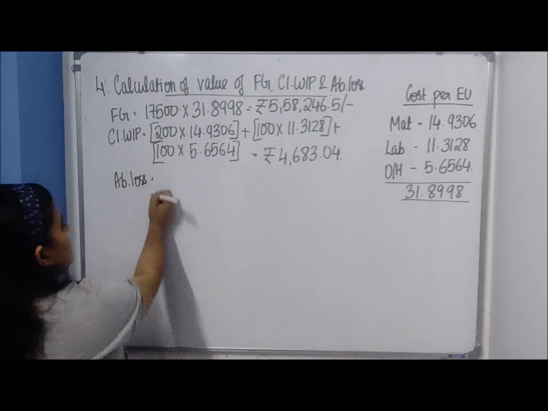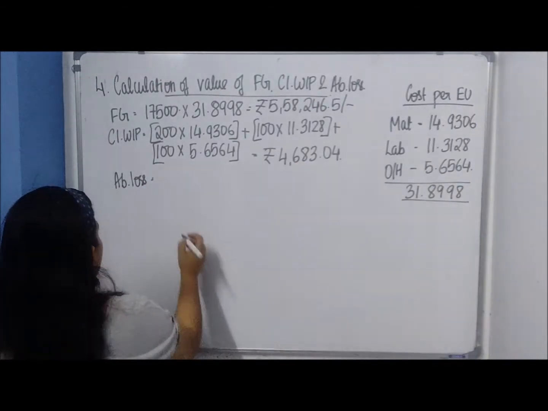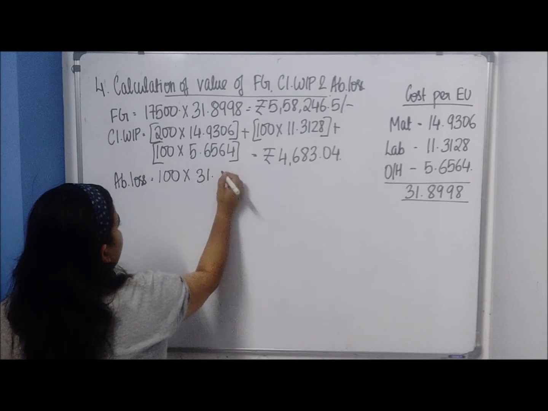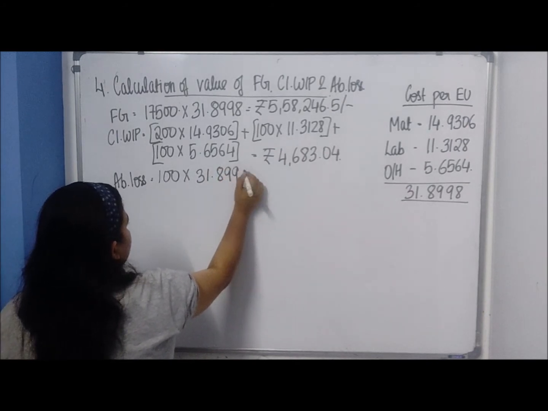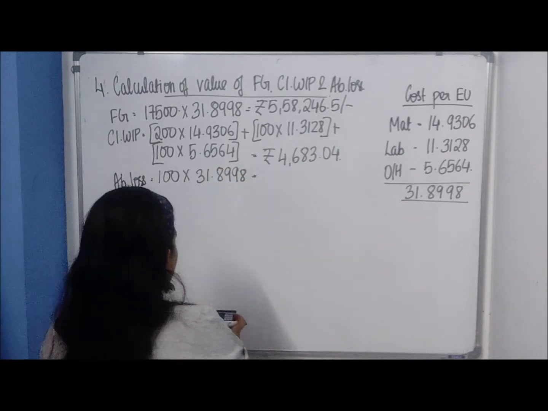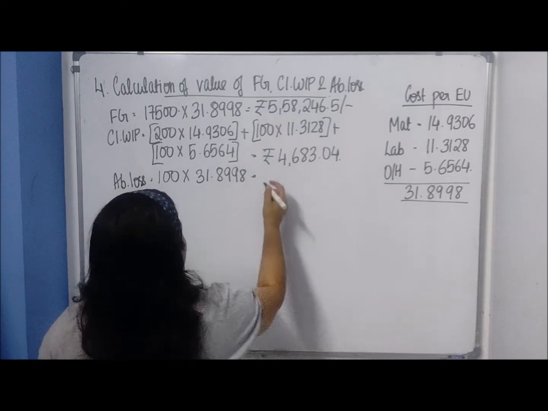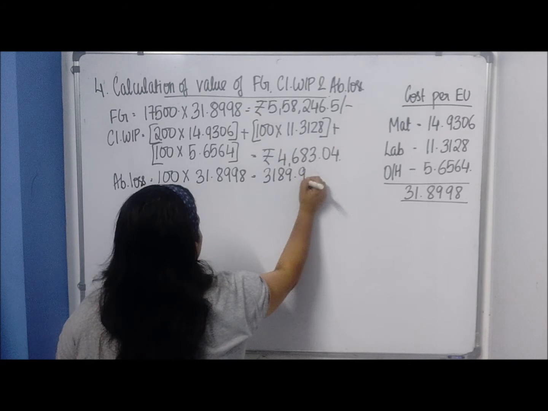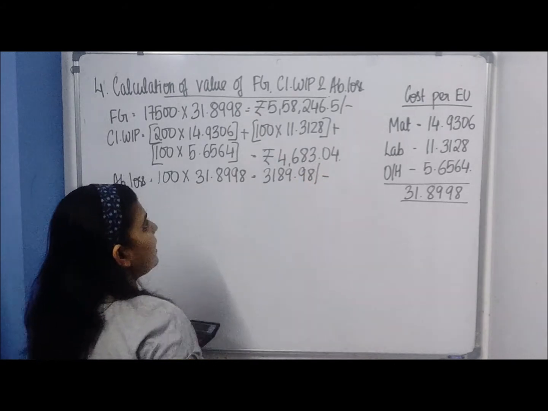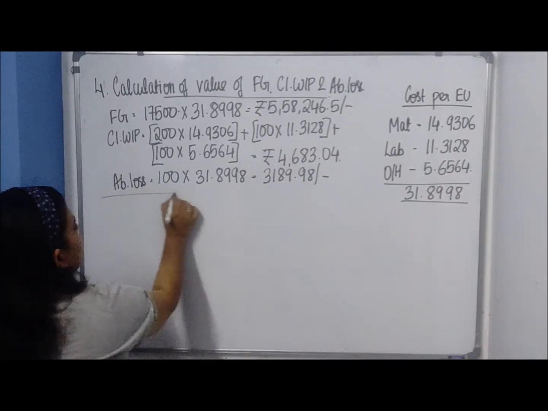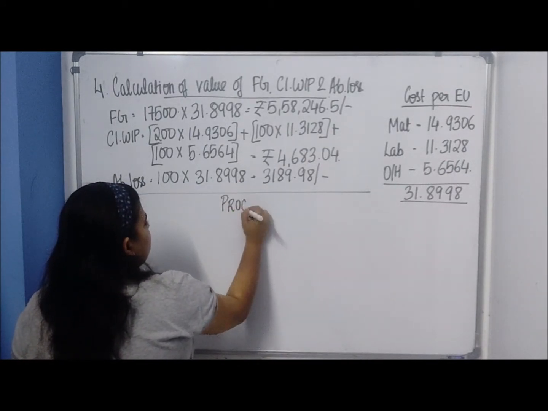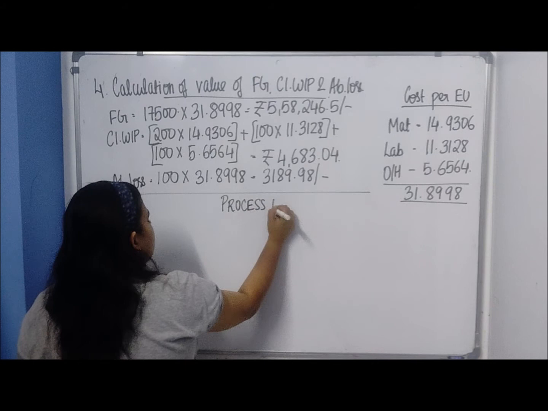Next is our abnormal loss. We took abnormal loss as 100% complete in all respects. So we can directly do 100 into 31.8998. That is equal to 3189.98. Now, we have got the values. Our last step is preparation of the process account.